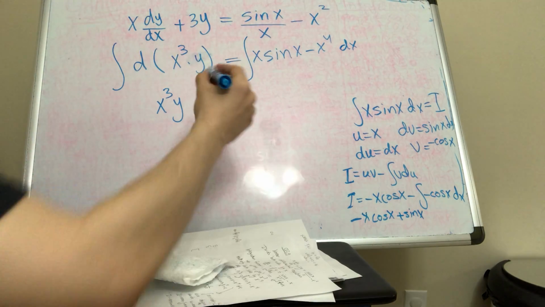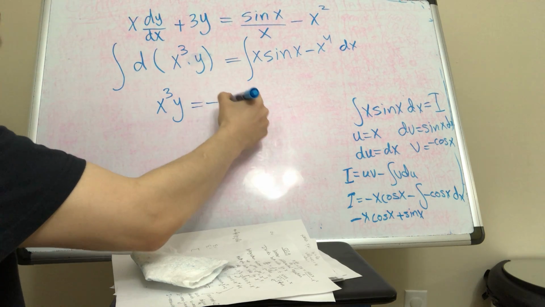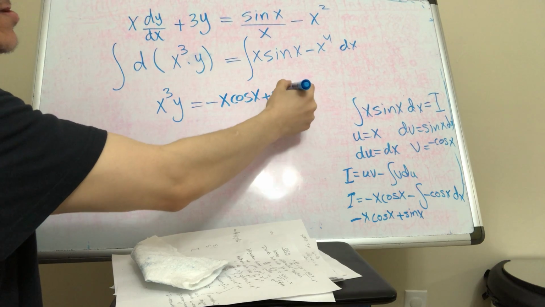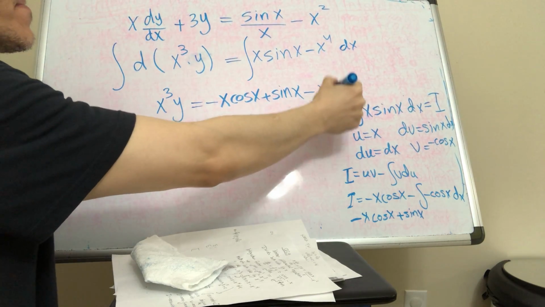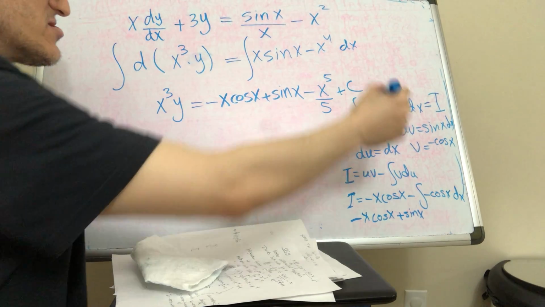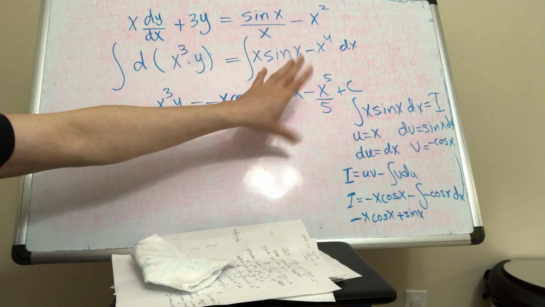So you go back here, integration of the first one is negative x cosine x plus sine x, and the integral of this is 5 over 5, and as I told you last time, plus a constant, and it's always with the right hand side.